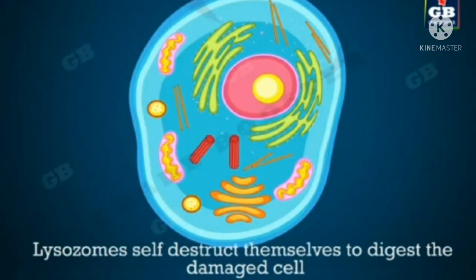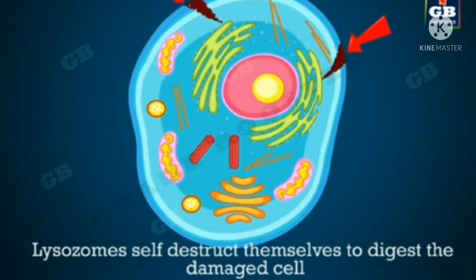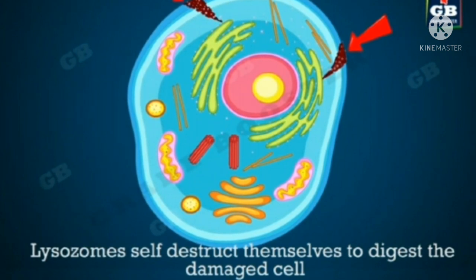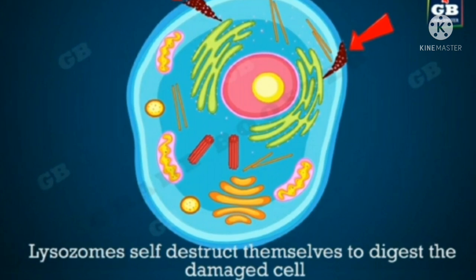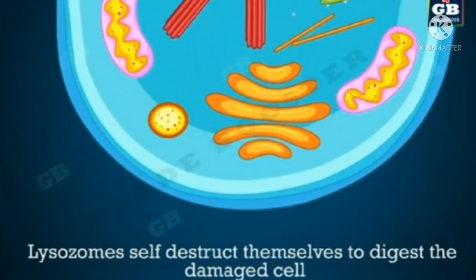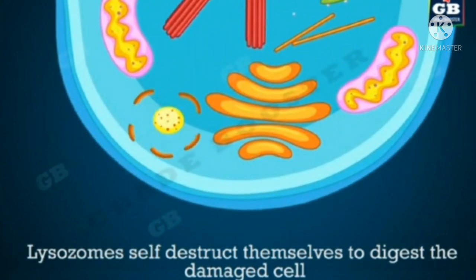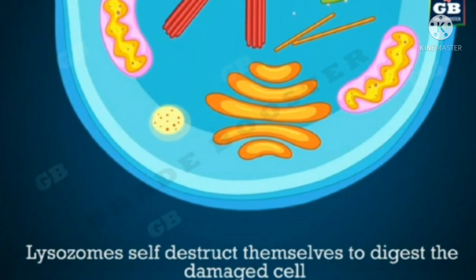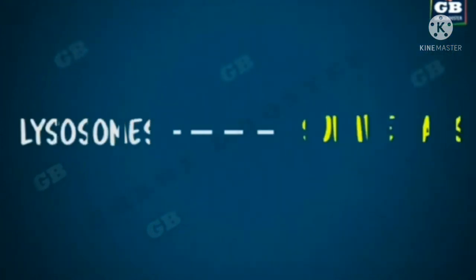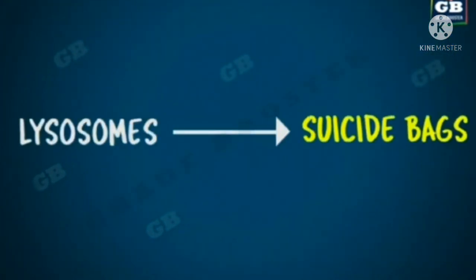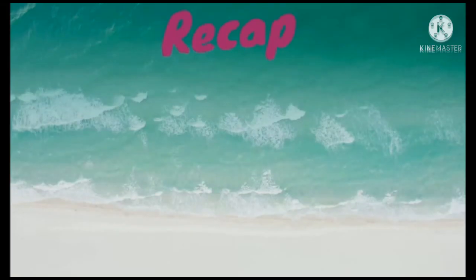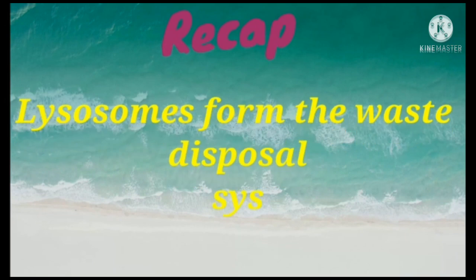Sometimes if the cell is damaged, the cellular components try to repair it with proteins and fats from the endoplasmic reticulum, which are diverted to repair the cell. But if the damage is beyond repair, then the lysosomes help the cell self-destruct. Lysosomes burst, and the digestive enzymes present in them destroy the components of the cell. That is why lysosomes are called suicide bags. Now let us recall lysosomes again. Lysosomes form the waste disposal system of the cell.